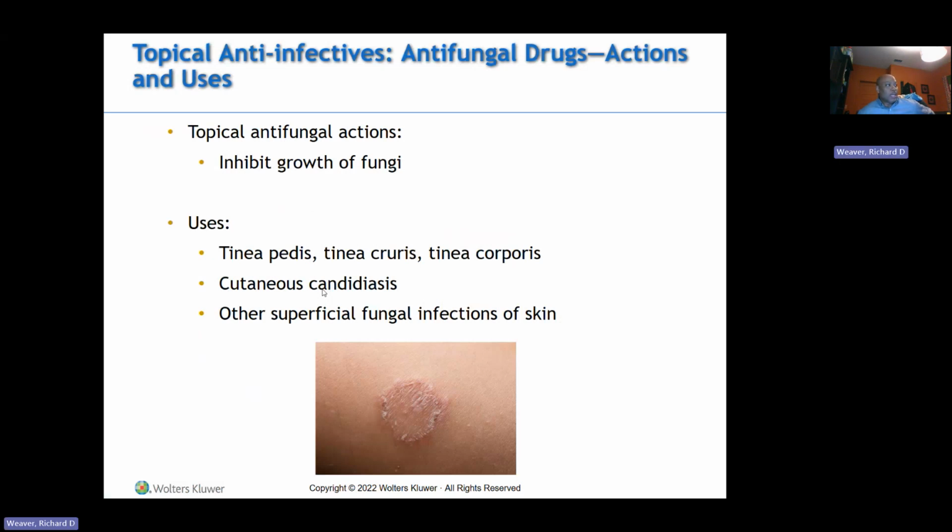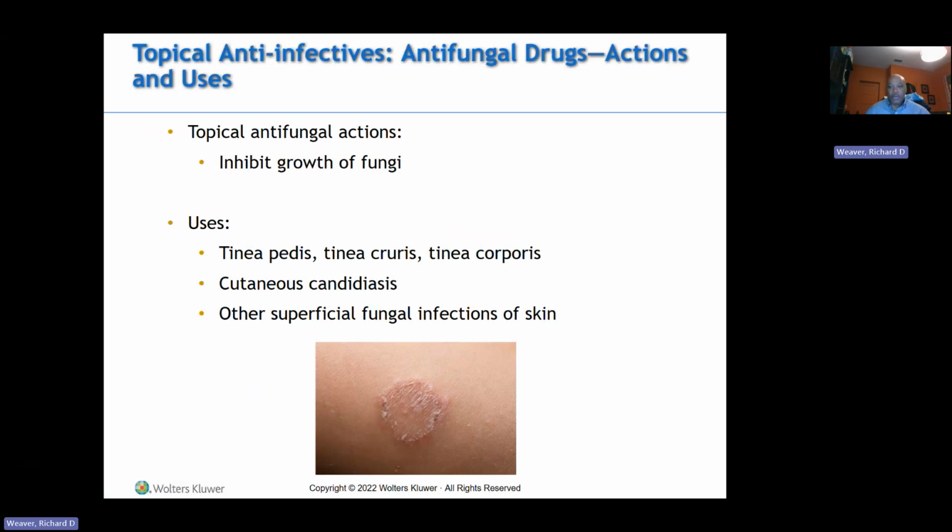Now, topical antifungal actions: they inhibit the growth of fungi. So we refer to these as superficial mycotic or fungal infections that occur on the surface of the skin or just below the skin, as well as the nails. So this can happen to both the nails as well as the skin.